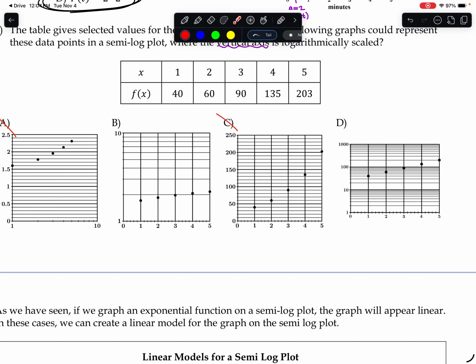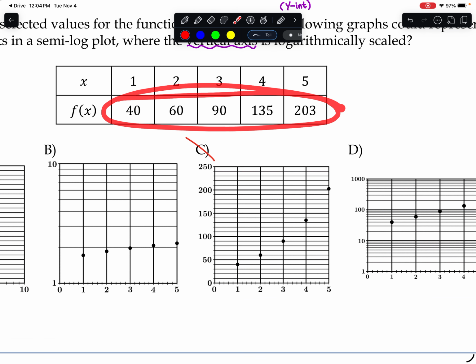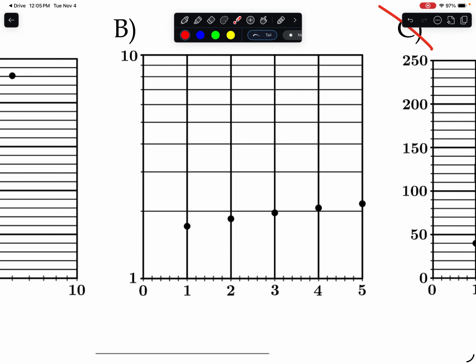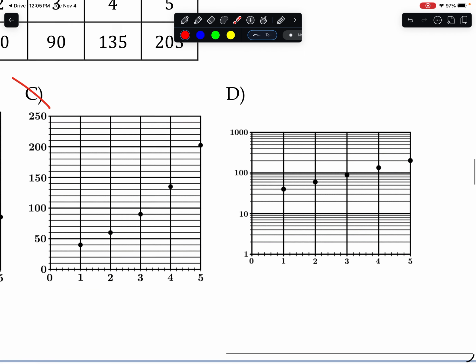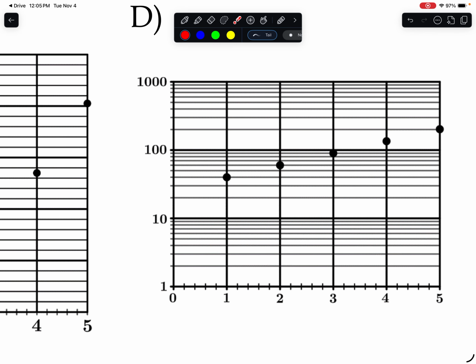So now you're going to look at your data. If I'm looking at data points that have 40, 60, 90, 135, and 203, if I look at B, we only go from 1 to 10. So that doesn't even fit the first coordinate. But if I look at D, we're going from 1 to 10 to 100 to 1,000.